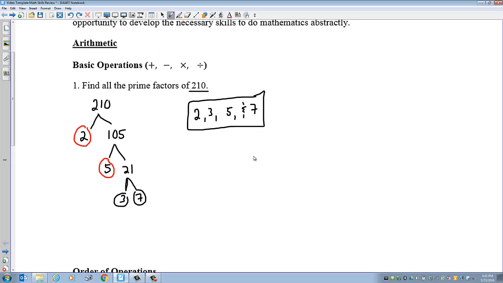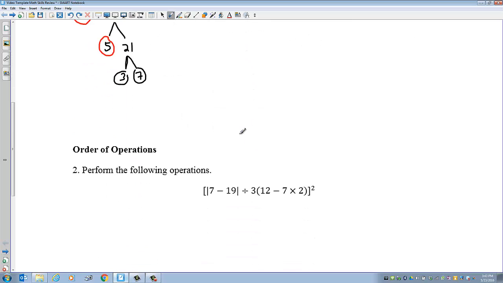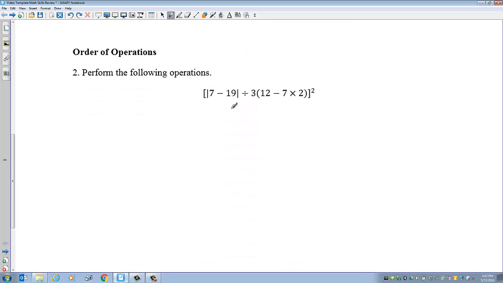The next problem has to do with order of operations. So remember, there's a certain order that you apply each of these operations: addition, subtraction, multiplication, division, exponents, and the parentheses or absolute value. They group things together. The way I remember this is usually PEMDAS.